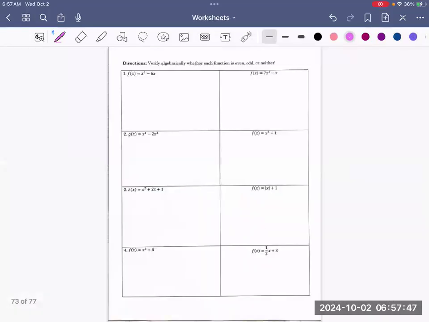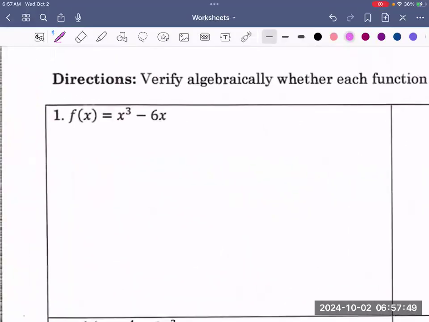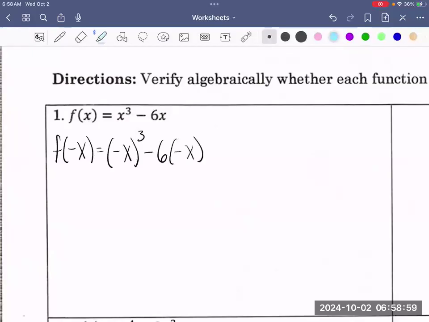So let's take a look at this in action. So let's take a look at this first one. If we put a negative x into your function, so we've just replaced your x values with a negative x. If it's even, your signs are not going to change, so the negatives do not affect your equation. Or if it's odd, that means all of your terms will create a sign change. All of the terms that we've subbed an x in for, I should say.